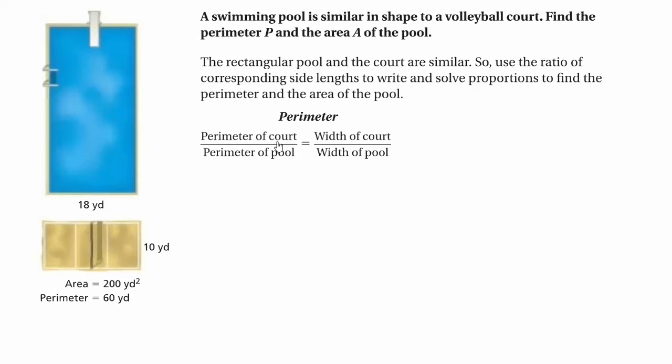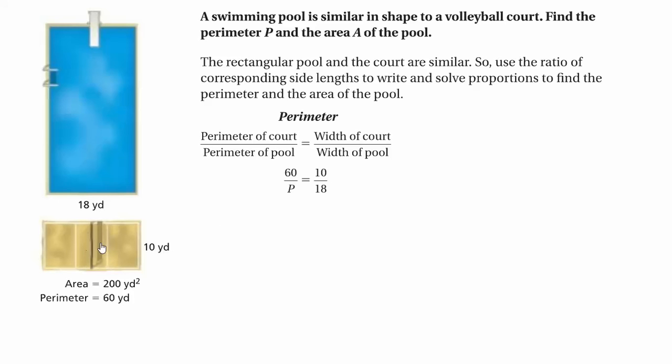So the perimeter of the court is going to be over the perimeter of the pool, with the width of the court over the width of the pool. So if you take a look, the perimeter of the court is 60 yards, and we don't know the perimeter of the pool, so we have the P, but we do know the width of the court is 10 and the width of the pool is 18.